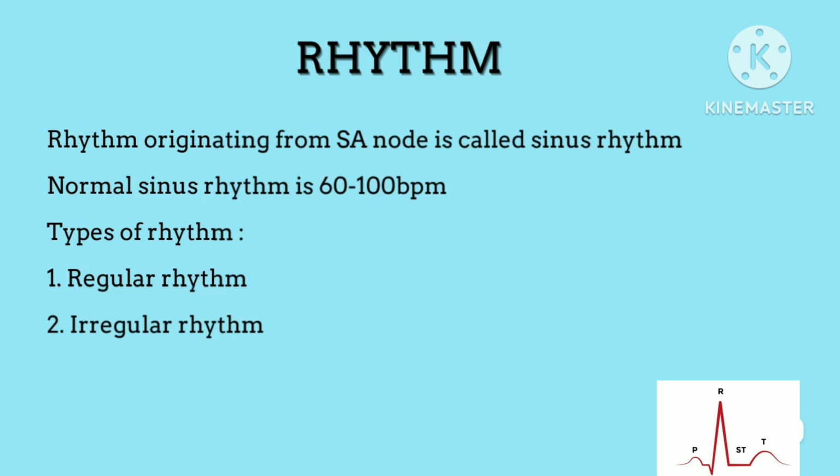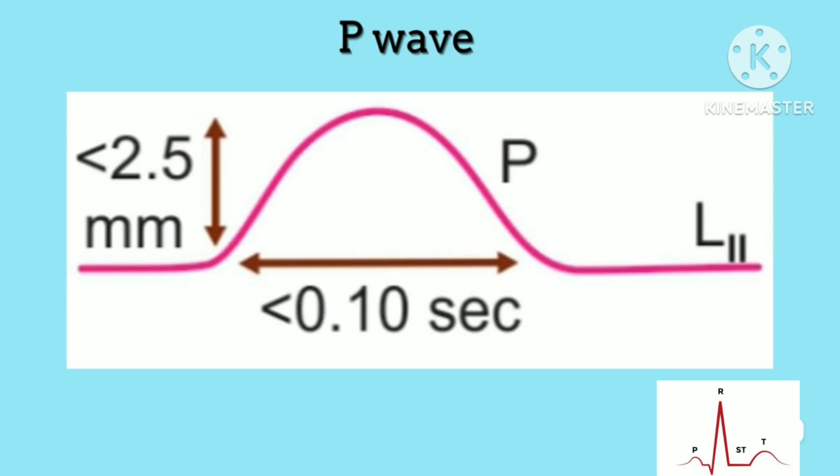Rhythm is classified as regular rhythm and irregular rhythm. P wave is produced by atrial depolarization. It is upright in most leads except aVR and V1. The amplitude or height of the P wave should be less than 0.25 mV or 2.5 mm, and the duration of the P wave should be less than 0.12 seconds.